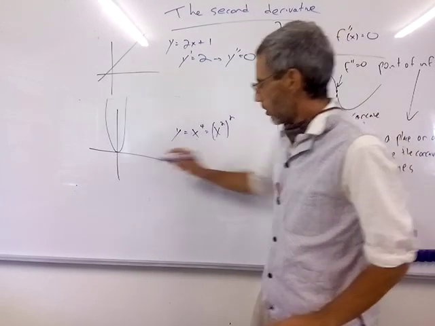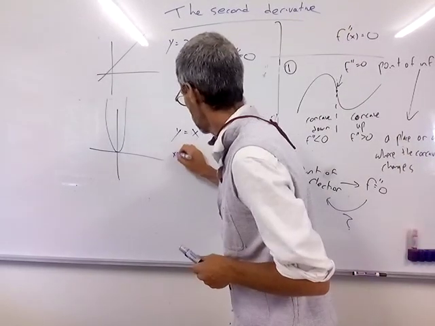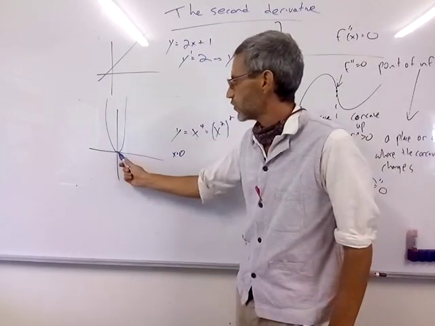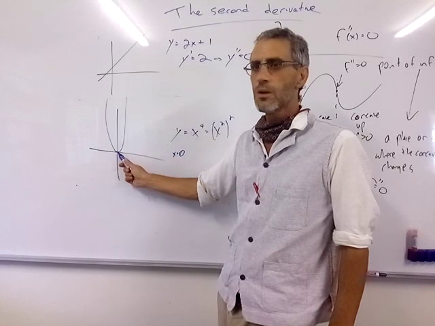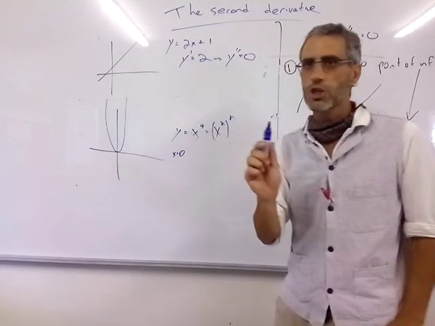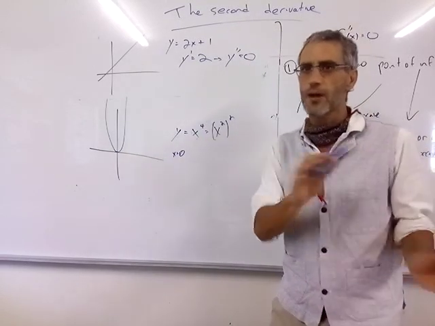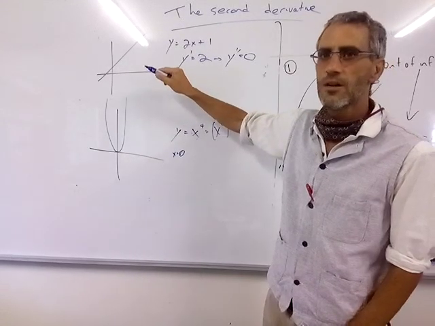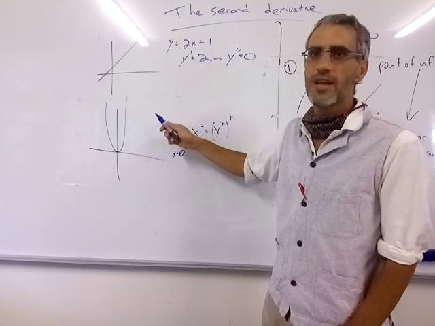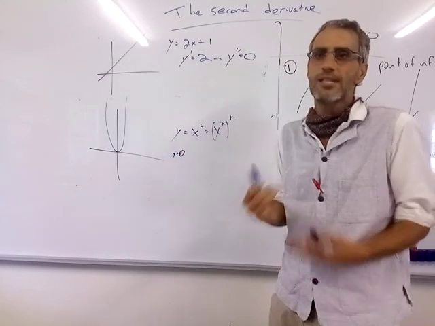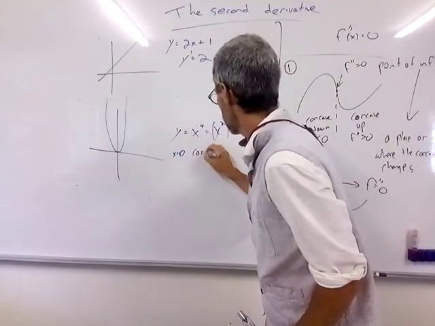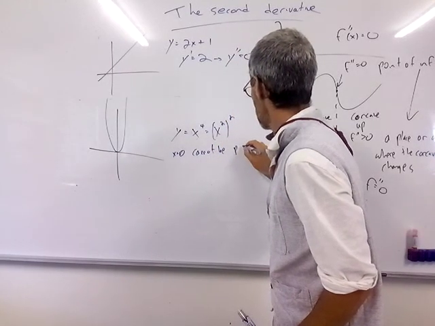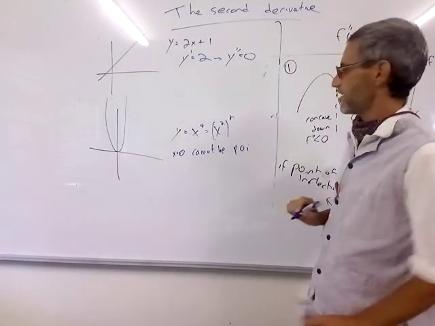Now we're going to look at what happens at x equals 0. Can I ask you, is this a point of inflection? Remember, a point of inflection is where the graph changes from concave up to concave down. What kind of concavity is there here? Concave up. Is there anywhere where there's concave down? No. So x equals 0 definitely cannot be a point of inflection.